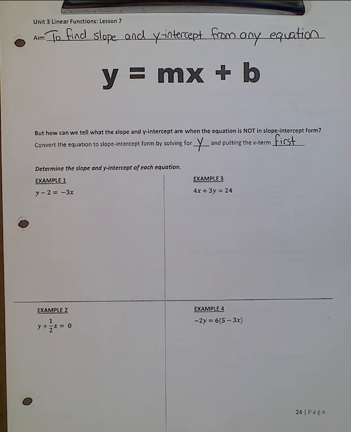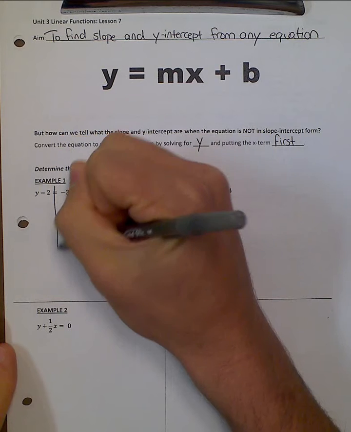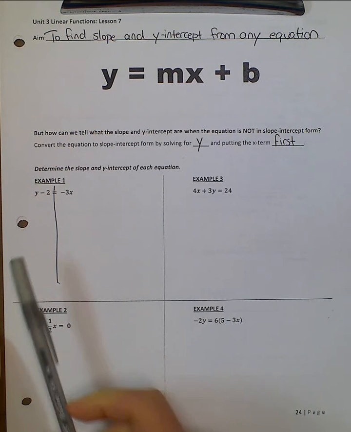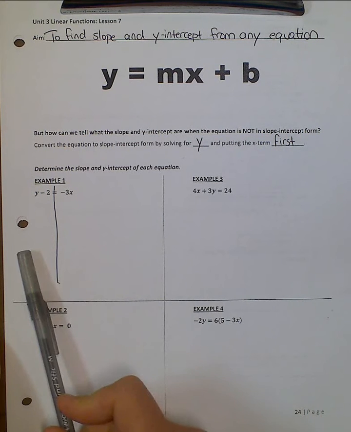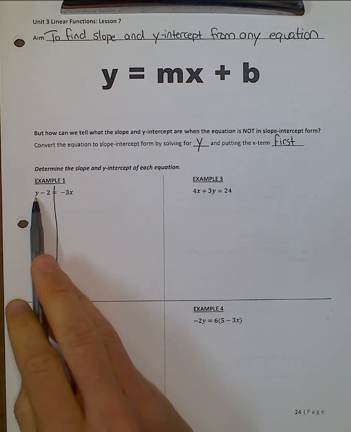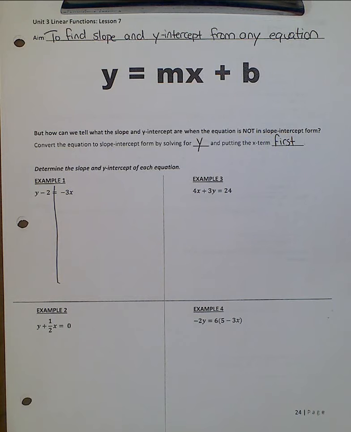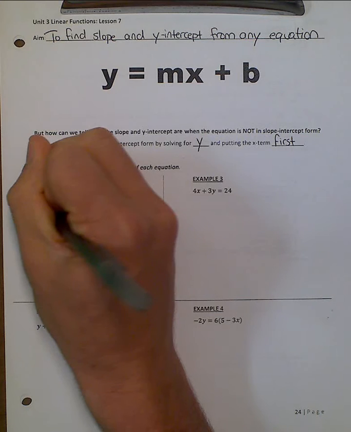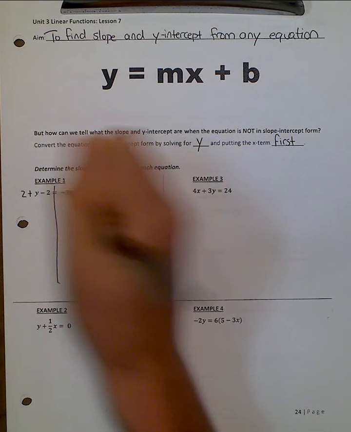And just recall that in order to solve for y, a helpful step is to split the equation. Remember each equal sign has 2 sides, and we want y to be all by itself on one side. So I'm looking at example 1 and I see y minus 2 equals negative 3x. To get rid of that minus 2, I'm going to think opposite. The opposite of minus 2 is plus 2. I'm going to add 2 to both sides.